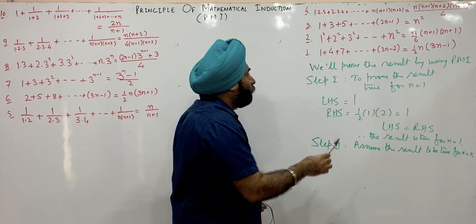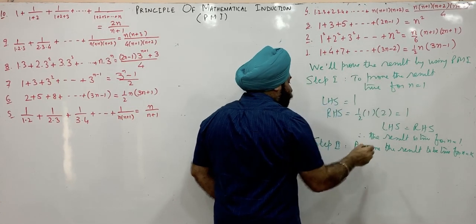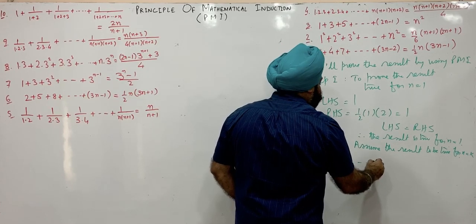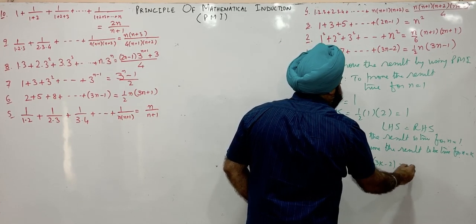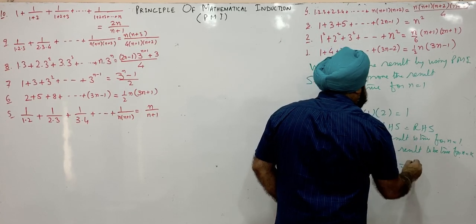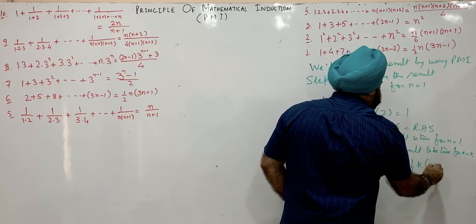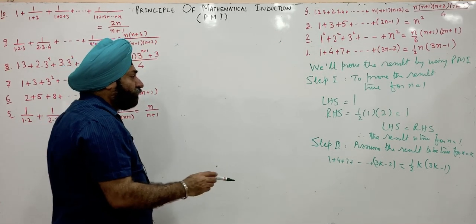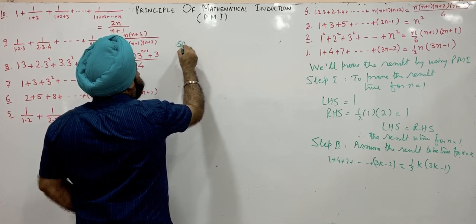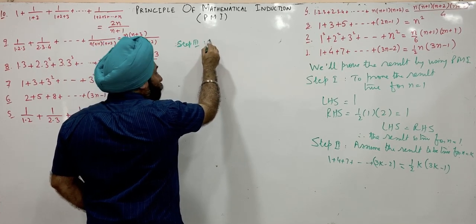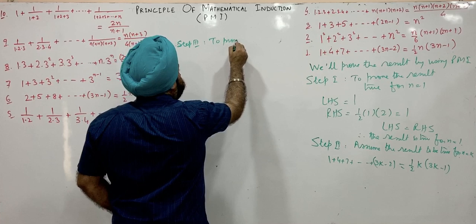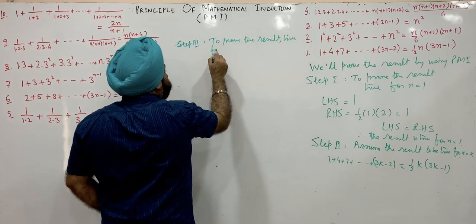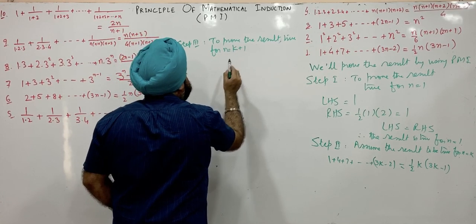That means if there are k terms here, we will have 1 plus 4 plus 7 and so on up to 3k minus 2. This is equal to 1 by 2 into k into 3k minus 1. So this is what we assume in the second step. Third step is to prove the result true for n is equal to k plus 1.